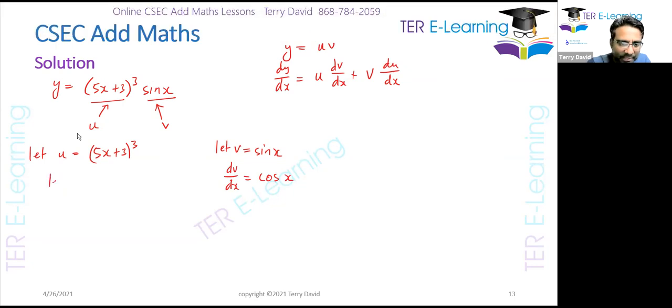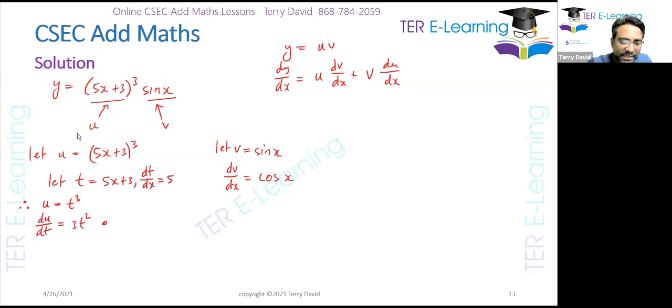I'm going to make a substitution. Let's say t equals 5x + 3. Therefore, u is equal to t cubed. Now, if t is equal to 5x + 3, that means dt/dx is equal to 5, because when you differentiate 5x, you get 5. Now u is equal to t cubed, so therefore du/dt is equal to 3t squared.